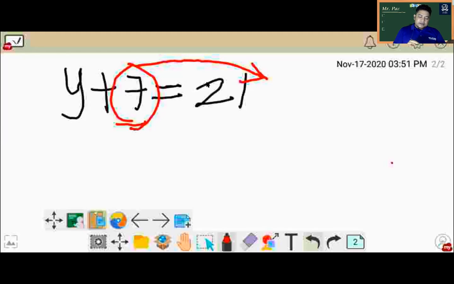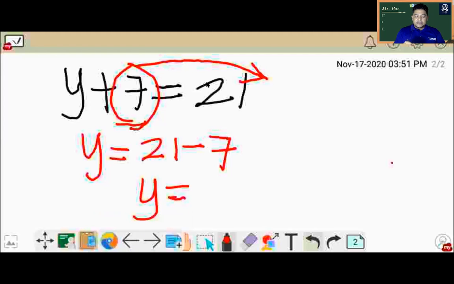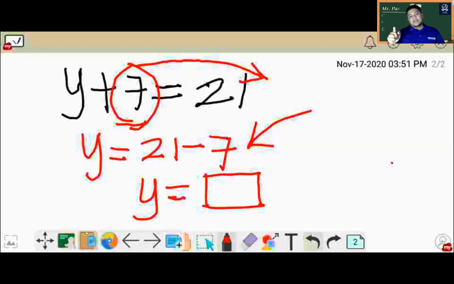So y will be equal to 21 minus 7, right? One more time, when the number is adding, we need to put it to subtract. Then you do the subtraction, you put y is equal, and this answer here is the difference that you have, right? If the number is adding, you put it on the other side, subtracting.